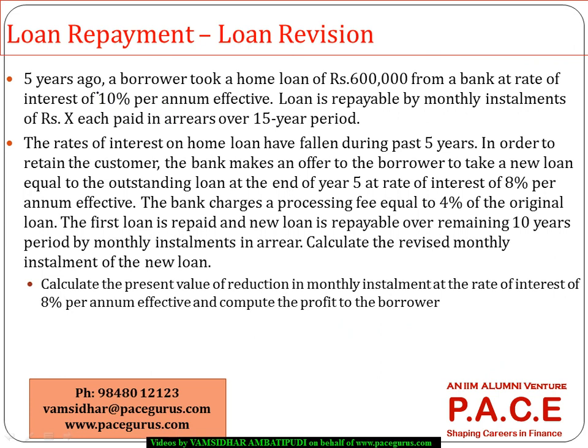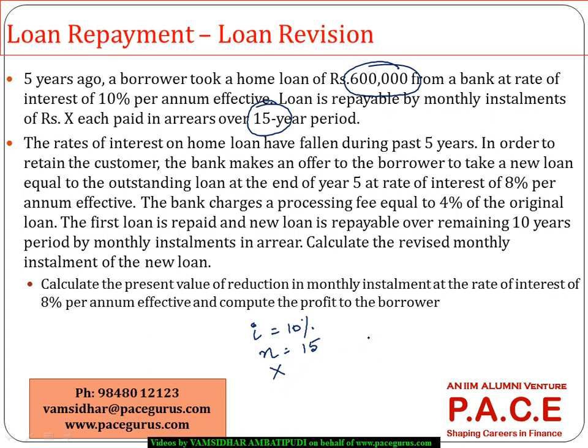You see here, 5 years ago, a borrower took a home loan for 600,000 from a bank at a rate of interest of 10% per annum effective. So the i in that case was 10%. He has taken it for a 15-year period, with some X being the level installment on a monthly basis.